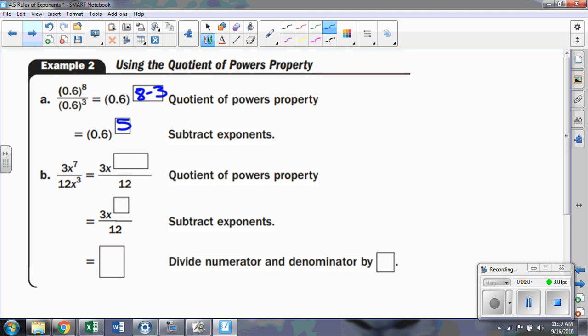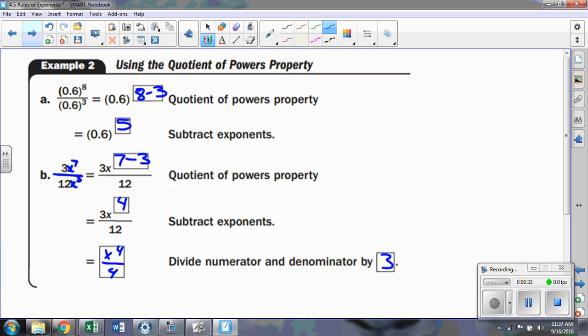Do the same thing. 3 x to the 7th over 12 x to the 3rd. Since we're dividing, 7 minus 3, which gives us 4. When we simplify out that fraction, dividing out by 3, we wind up with x to the 4th over 4.